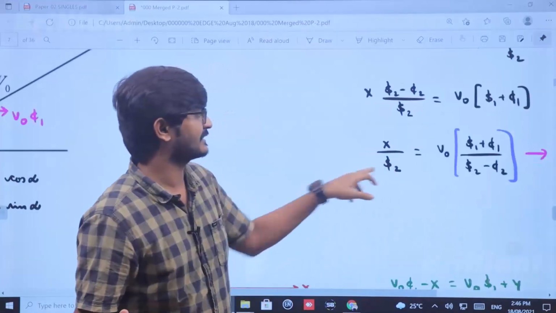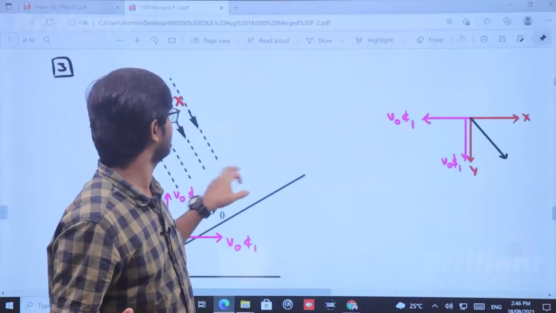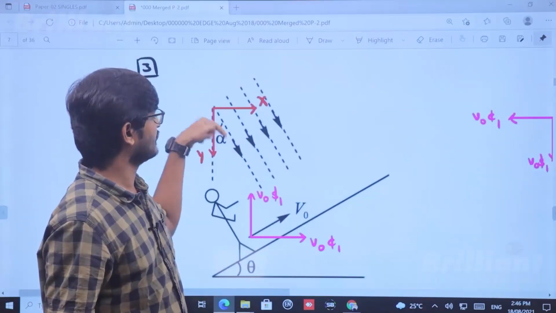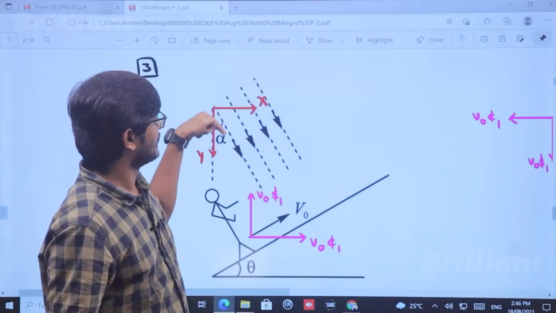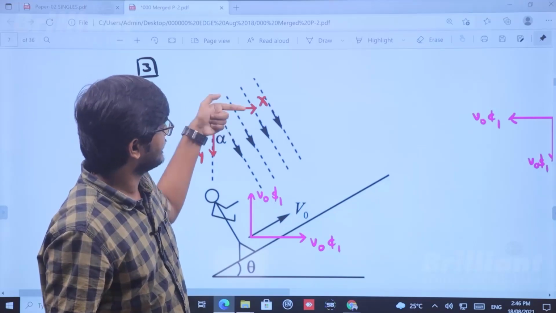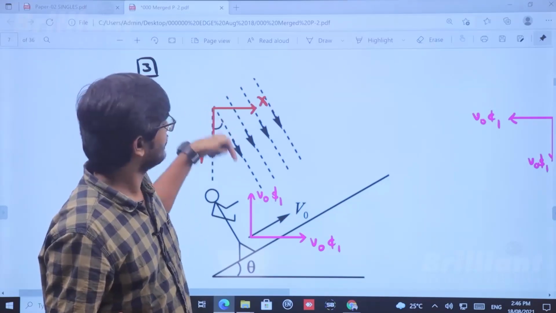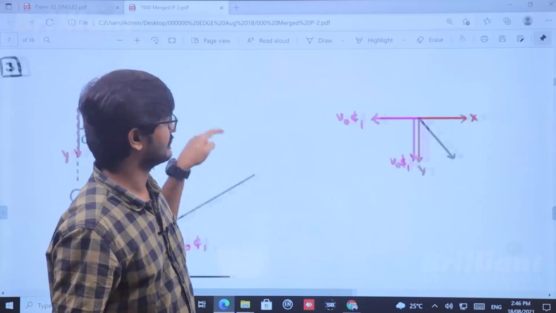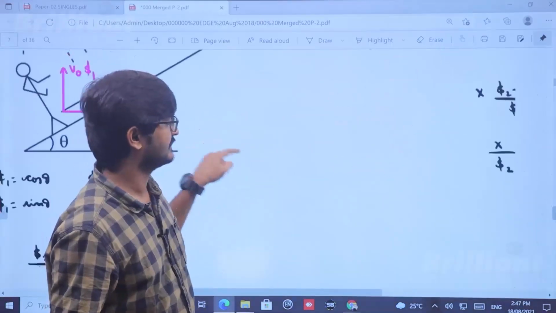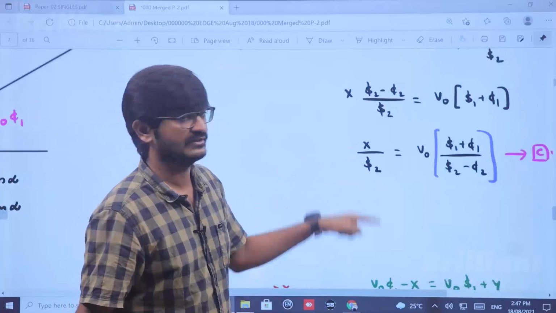And I calculated X by sin alpha. Why did I calculate X by sin alpha? Because we need to find this velocity. So this velocity will be how much? Velocity times sin alpha is X. So if you want to find the velocity, it will be X by sin alpha. X by sin alpha you need to find.